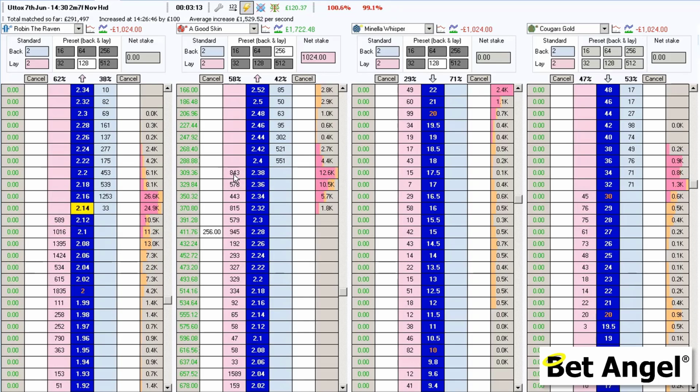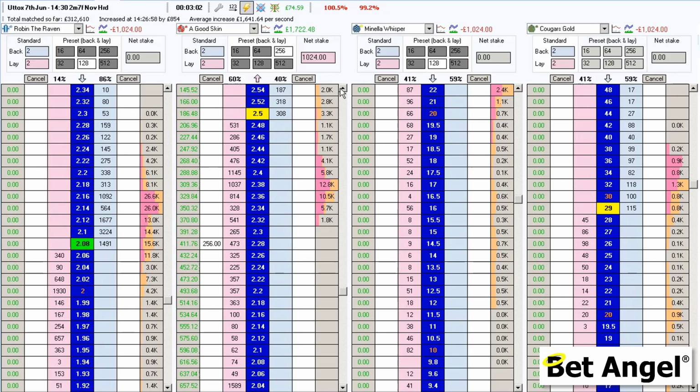And you can see I'm looking closely here at the activity in or around this level. It's quite a lot matched at 238 and lower. And we're keeping an eye on the volume to see what's happening. And then you can see there's a certain amount of laying activity coming into the market there.